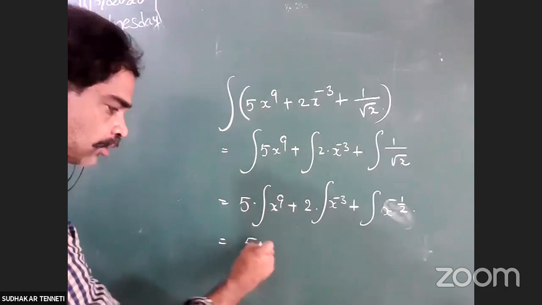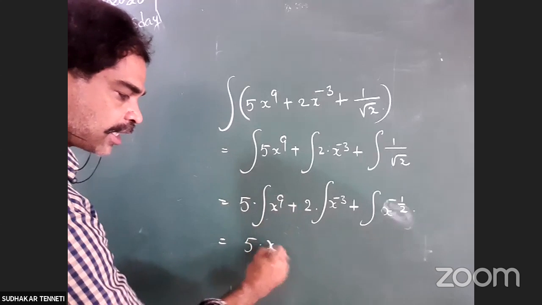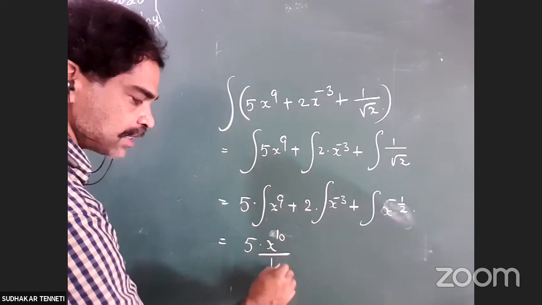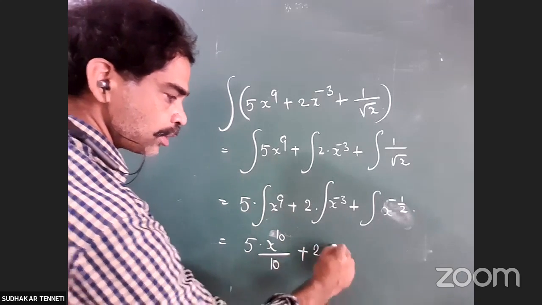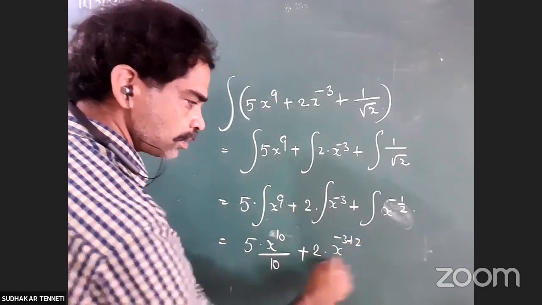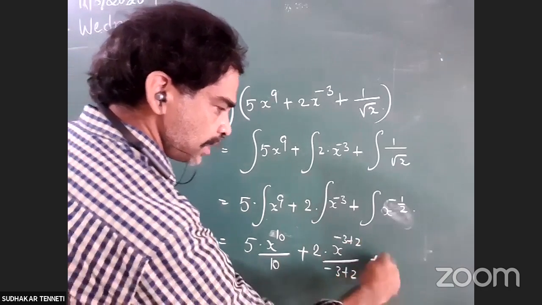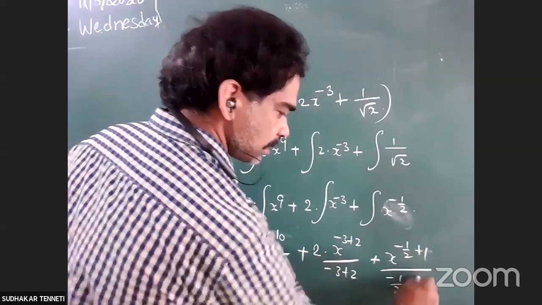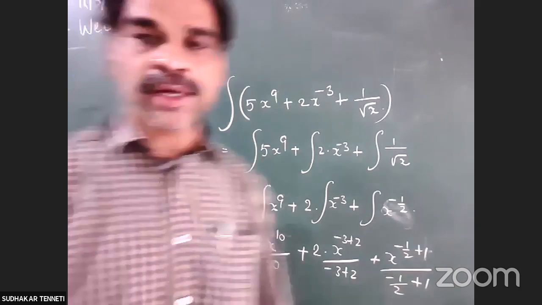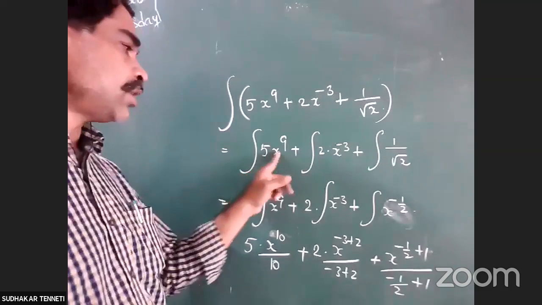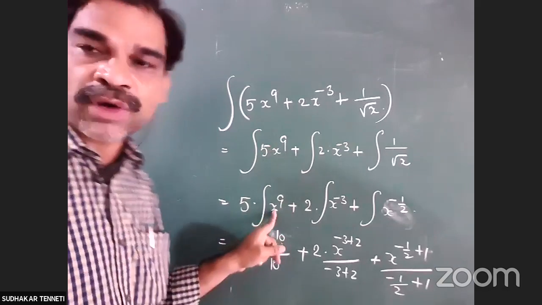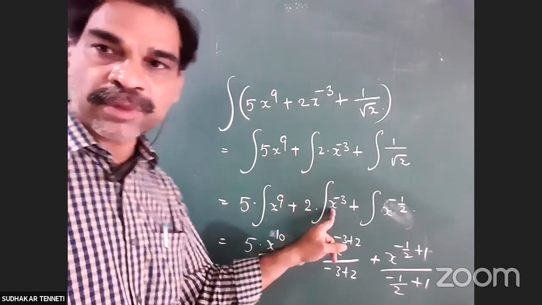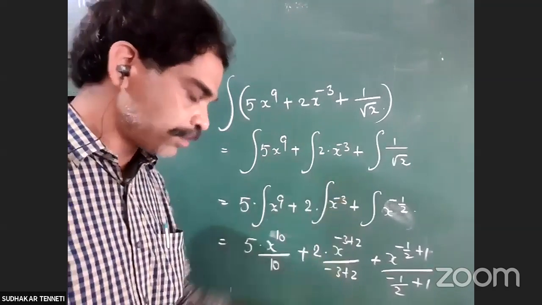Next step is, that is 5 into, this is integral of x power 9 means what? x power n plus 1 by n plus 1 means what? 9 plus 1, 10 by n plus 1 plus 2 into x power minus 3 plus 1 by minus 3 plus 1 plus x power minus half plus 1 by minus half plus 1. So like that, if you simplify, you'll get the answer. Understood? So 5 into x power 9 means x power n. This is the form of x power n. What is the formula for x power n? You know, x power n plus 1 by n plus 1. This is also x power n.